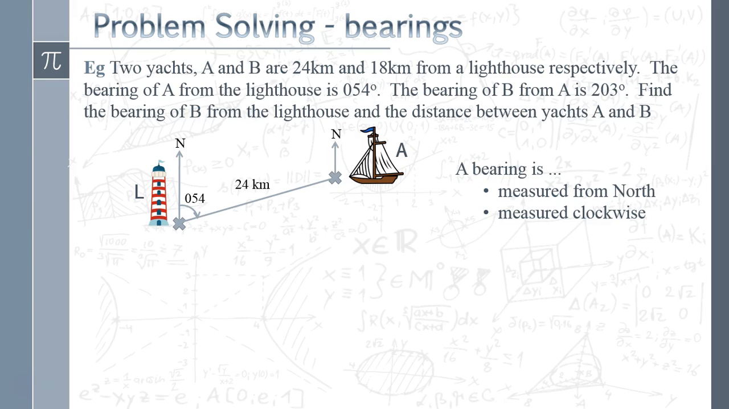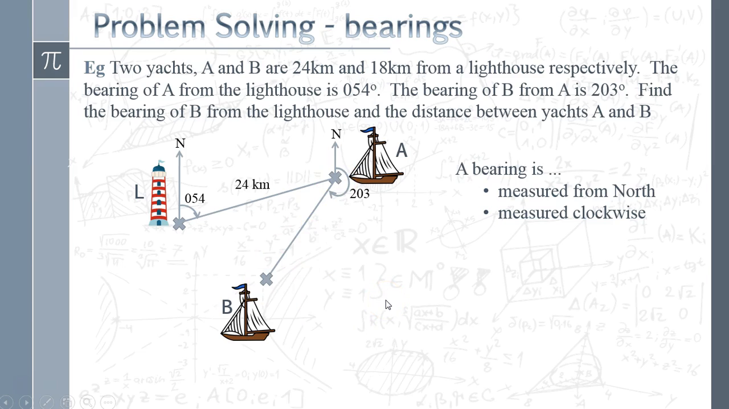And then we've got the north line from that one, and we're saying the bearing of B from A is 203, so we've got to go clockwise all the way around, and so there is yacht B. So that's what we're looking at, and what we need to do is find the bearing of yacht B. So we've got to find the bearing of this point here from our lighthouse, and also how far that distance is from A to B.